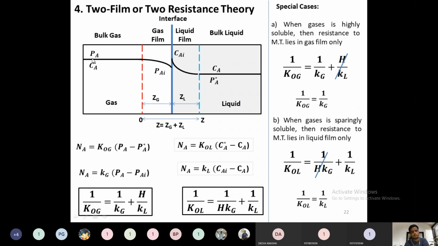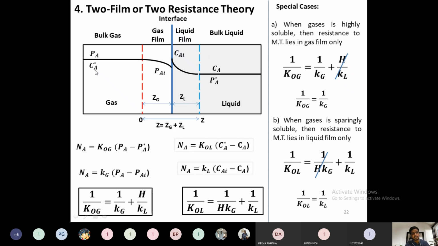So the relationship between PA and Ca is given by Henry's law. Henry's law says that whenever dilute solutions are there, the concentration can be expressed in terms of its equilibrium partial pressure. Equilibrium concentration in the gas phase can be expressed as its partial pressure. From Henry's law, PA is directly proportional to Ca star, and the proportionality constant between them is capital H, which is Henry's law constant.